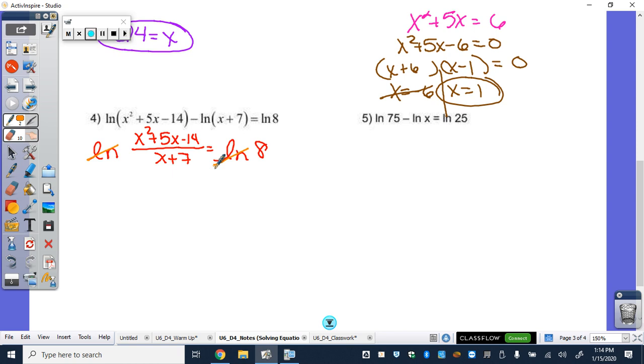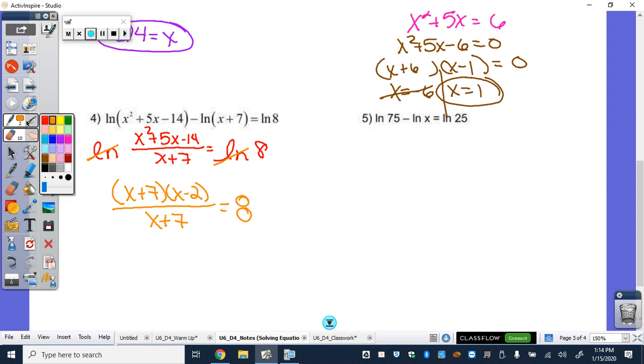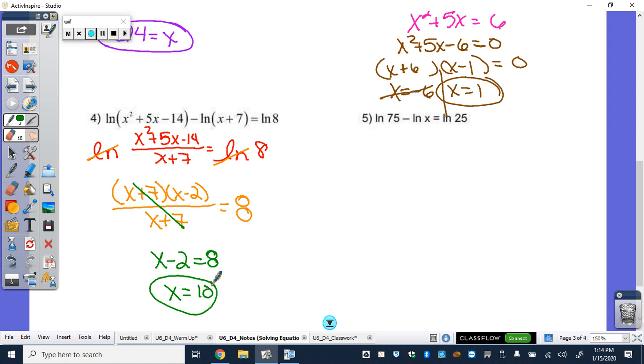A few different ways we can go about solving this. One way is easier than the other way. That's not the easier way. Factor the top. That would factor into x plus 7 times x minus 2. So once I factored it, what happens? The x plus 7's cancel, so x minus 2 equals 8. X equals 10. And then again, quick little mental check. If you plug 10 in, do we get any negatives up there? No.